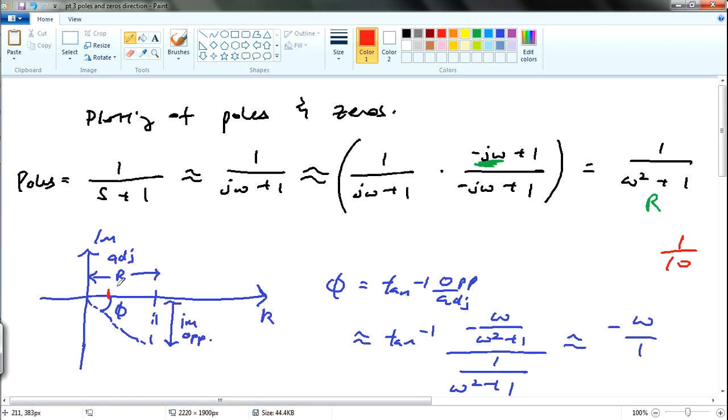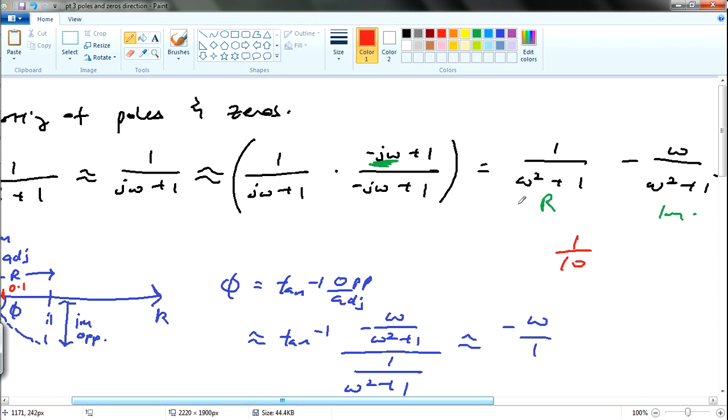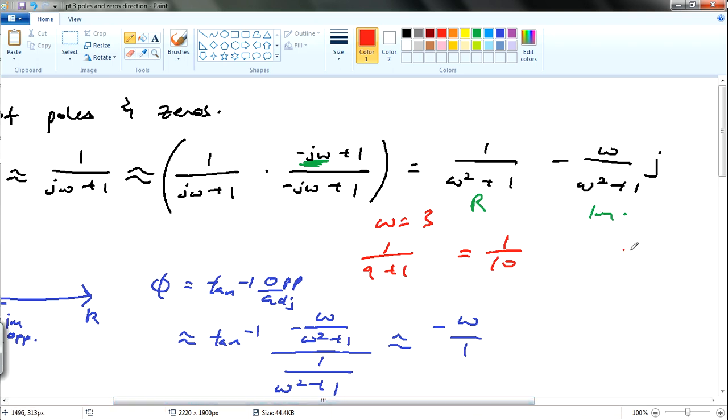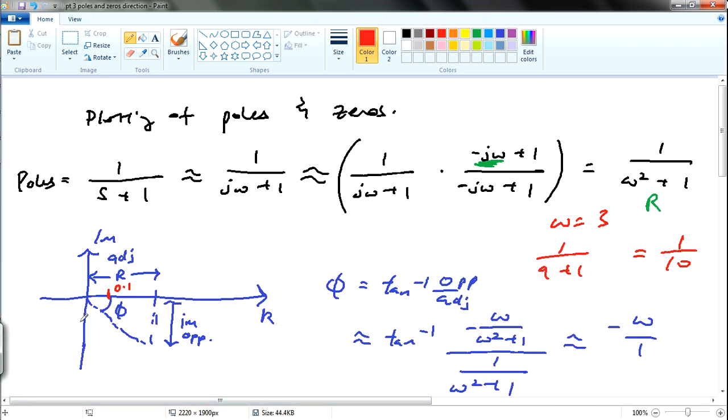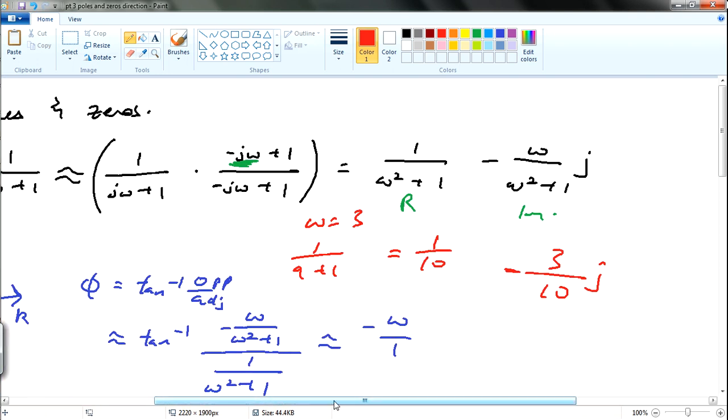In this case, it's 0.1 over here, right? If I sub in omega is equal to 3, okay, so 1 over 3 squared, which is 9, plus 1 equals 1 over 10. And then if I sub in omega equal to 3 over here also, we will have 3, and 3 squared is 9, so in this case it's 10. So I have minus 3 over 10j, which is minus 0.3j, because there's a minus sign over here.